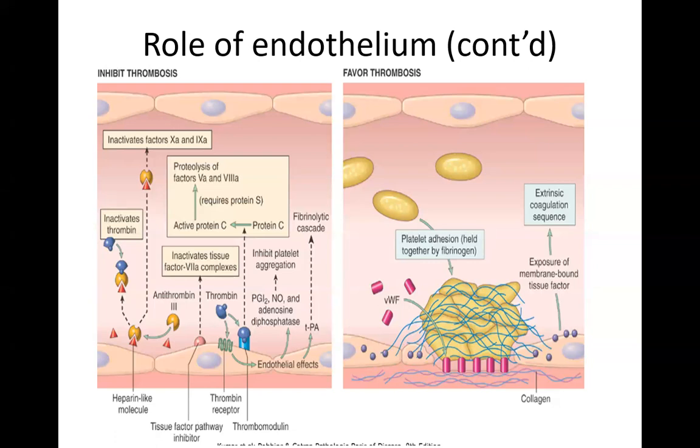But the concept that I'm trying to convey on this picture is that under normal circumstances, there are a number of factors in the plasma that act in coordination with the endothelial cells to prevent or inhibit clotting of the blood or formation of a clot. But whenever there is trauma, whenever there is a breach of the endothelium, everything that you see here disappears.